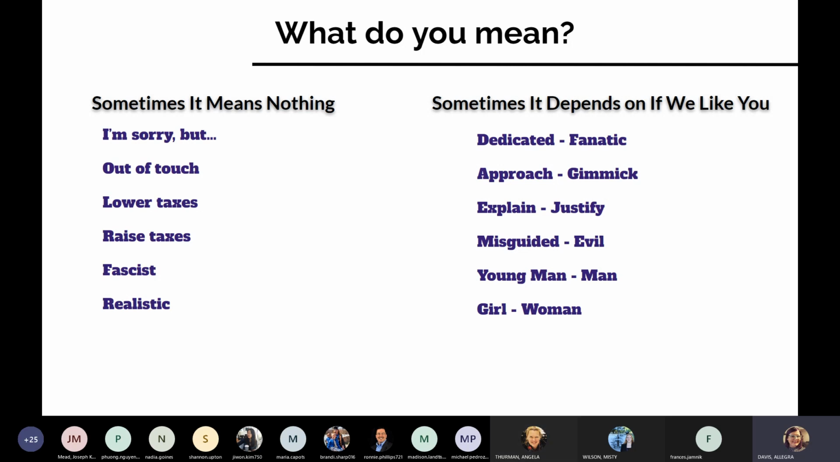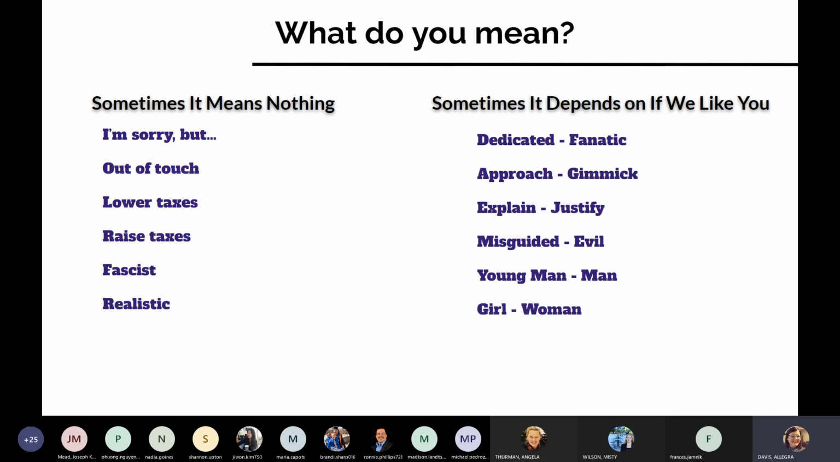If I have a new approach to healthcare, I would call it an approach. You might call it a gimmick. I can say, I'm just explaining it, I'm not justifying it. Or you can say, she was justifying her actions, and justify has this negative connotation. Right. If you made a mistake, I can say you're misguided, or I can say you're evil.